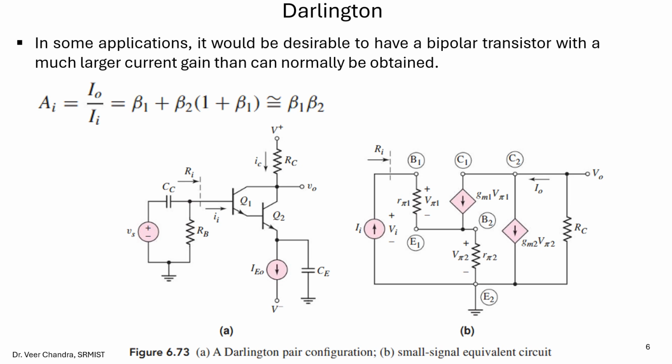What is beta 1? Beta 1 is the beta value of the first transistor, and beta 2 is the beta value of the second transistor. Beta is simply defined by IC equals beta into IB, so you can find the value of beta with this formula. Approximately, beta lies almost at 100, 200, something like that. That means the gain will be more than 10,000 times.